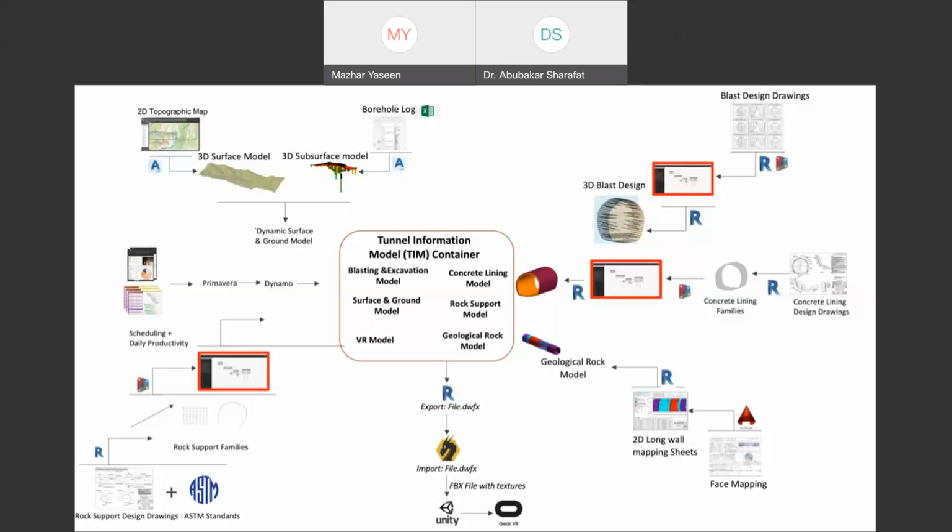So maybe we can have a blasting excavation model as separate, then we can have a surface and ground model. And if you want visualization in VR, we can have a separate model. Then we talk about the geological rock model, the rock support model, and a concrete lining model.